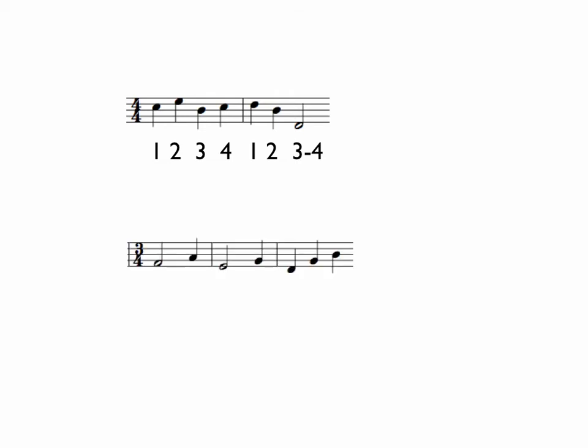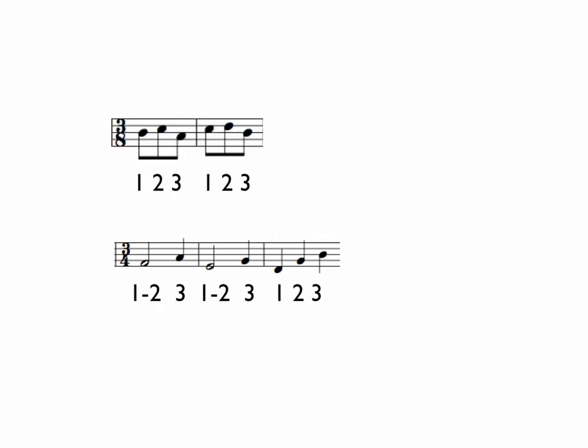3-4 time signature, we have a half note and a quarter note, half note, quarter note. 1, 2, 3, 1, 2, 3, 1, 2, 3. Fairly straightforward, isn't it? If we had a 3-8 time signature, we would also count 1, 2, 3, 1, 2, 3.